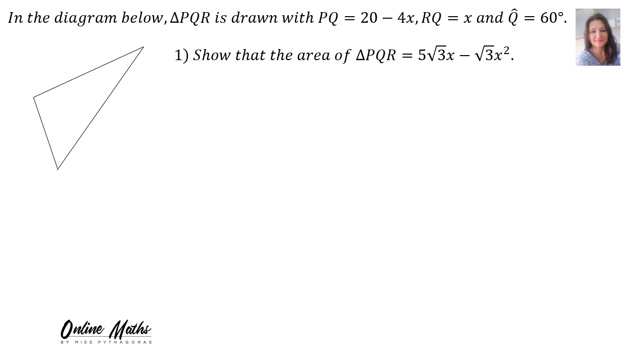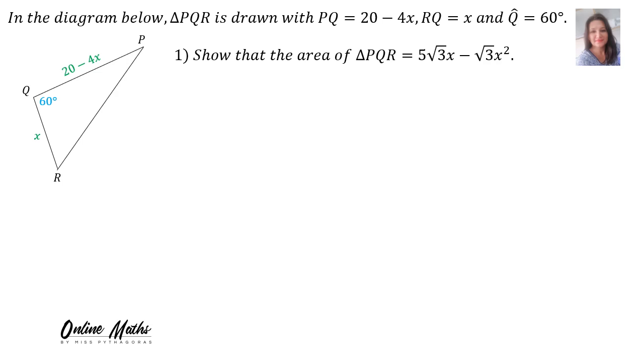In the diagram below, triangle PQR is drawn with PQ equal to 20 minus 4x, RQ equals x, and angle Q is 60 degrees. Number 1. Show that the area of triangle PQR is equal to 5 root 3x minus root 3x squared.